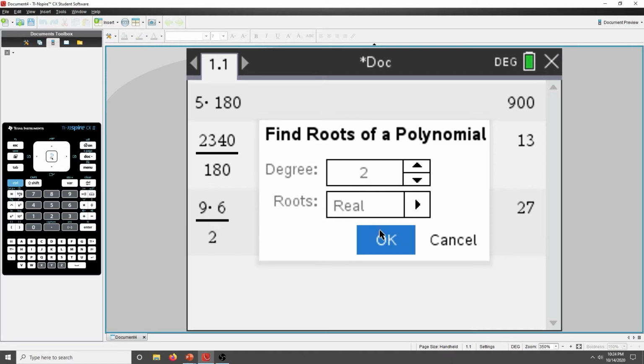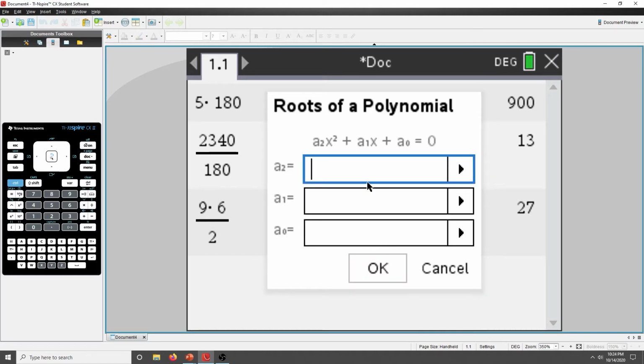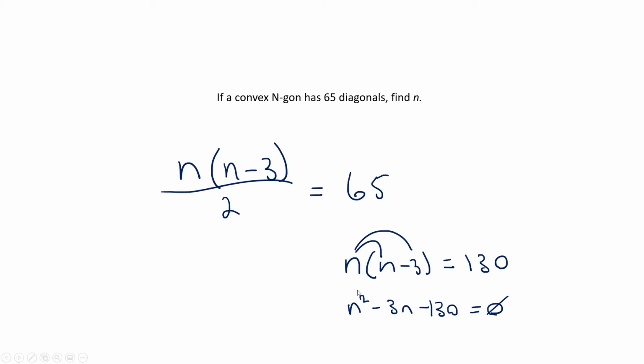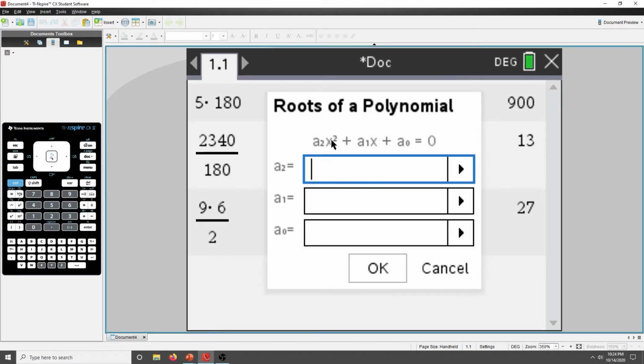But sometimes you accidentally change it. You don't want to do that. You want real roots. We don't care about imaginary roots. And then we fill in what we got for our equation. The coefficients is what you're filling in.